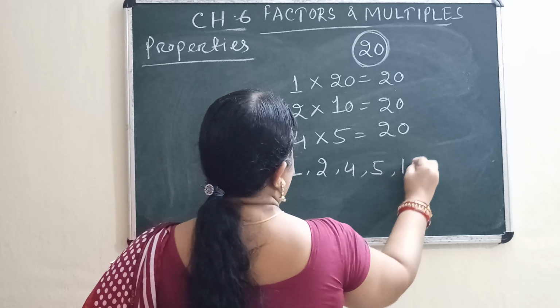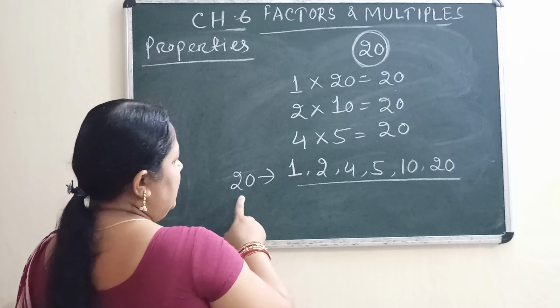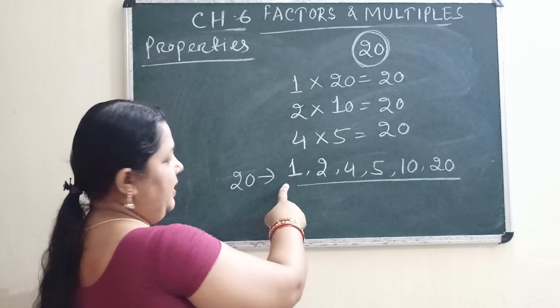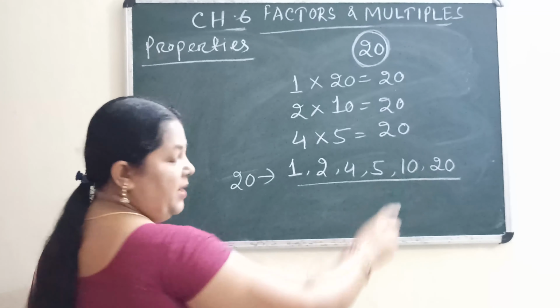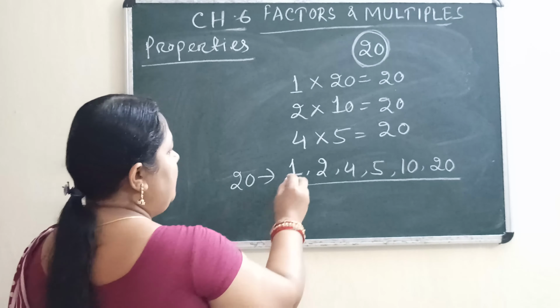Okay. So these are the factors of 20, and one thing you can mark here is that it starts from 1 and ends with the number itself. So you have to remember this. Now, what are the properties that we are going to discuss? It's starting from 1 to 20.